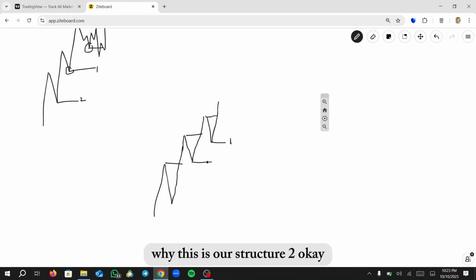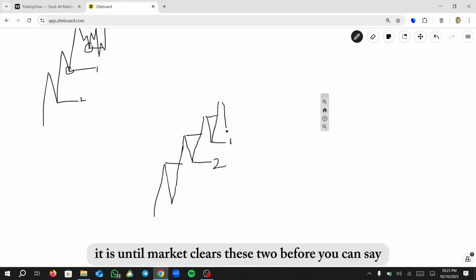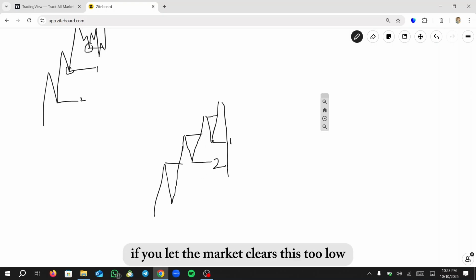Why is this our structure 2? Okay, so now it is until the market clears these 2 before you can say the market has given you a change of character. Immediately the market clears these 2 break of structure, immediately the market clears this 2 low, you don't have to say you want to spot your entry immediately. You have to wait for a pullback.